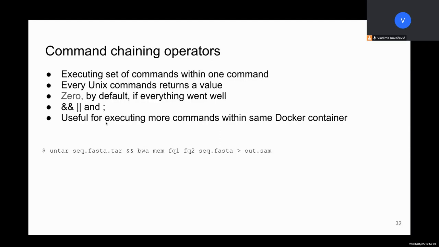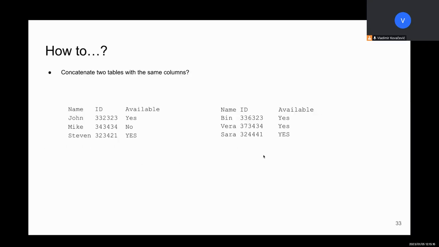There is a way to chain commands, so to actually execute more than one command in one line in the same environment, and there are several ways of performing this chaining. Mostly used are with the AND or OR operator. It is also useful, for example, for merging commands in the same layer in a Docker container if we want to do that. So for example, we can perform untarring of the reference files and running some bioinformatics tool and pipe the result to an output file.